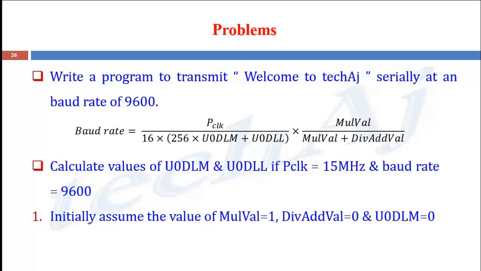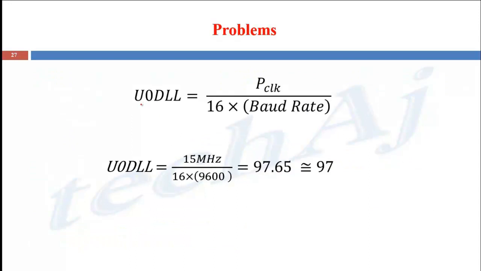The first step is to assume the value of multiplier is 1 and divisor as 0 and U0DLM is 0. So the above equation will be reduced and it will become U0DLL equals peripheral clock divided by 16 into baud rate. Now we have assumed the value of peripheral clock 15 megahertz and baud rate value is given 9600. If you calculate this value, the value of U0DLL is 97.65, which is approximated to 97.